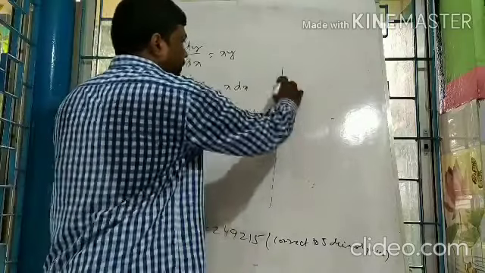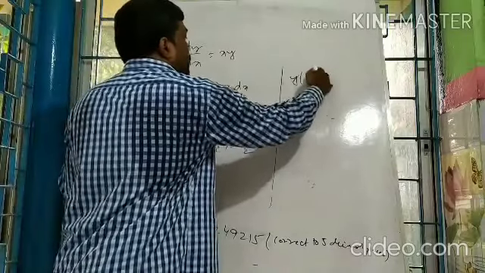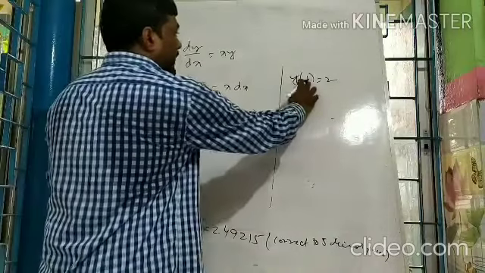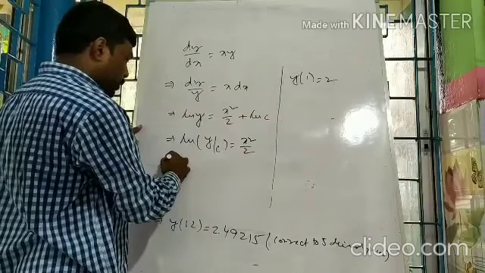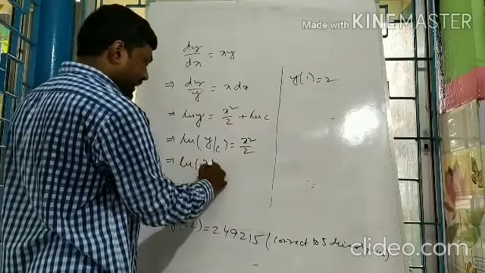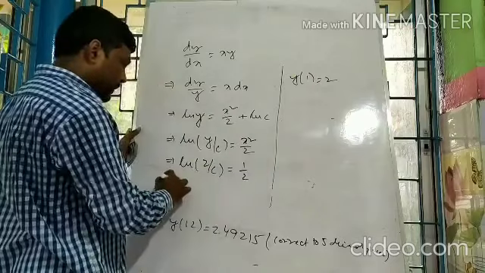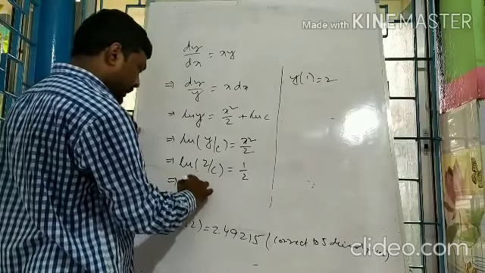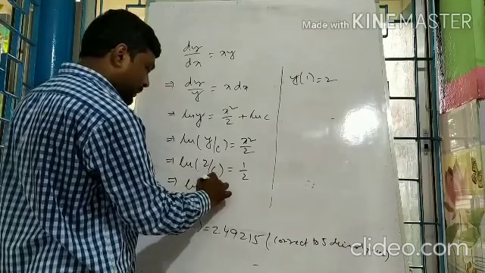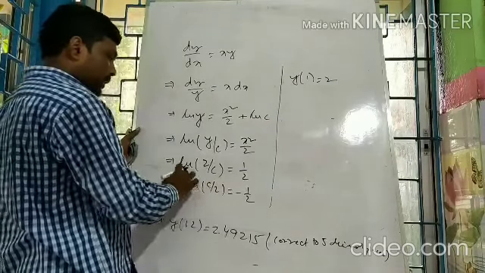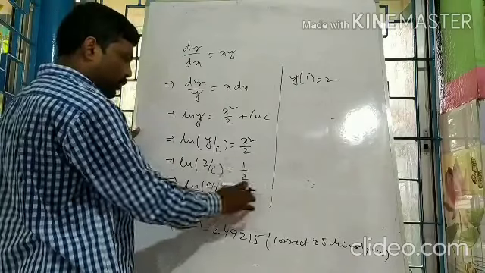Now the given initial condition is y(1) equals 2, meaning when x equals 1, y is 2. So ln(2/c) equals 1 square by 2, which is half. So ln(2/c) is half, so ln(c/2) is minus half.